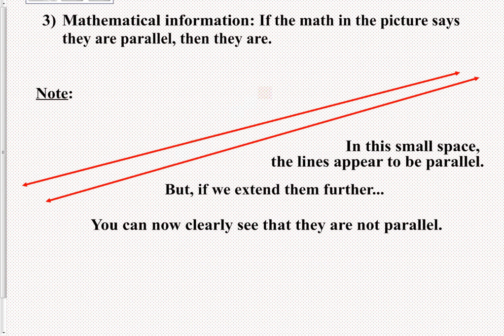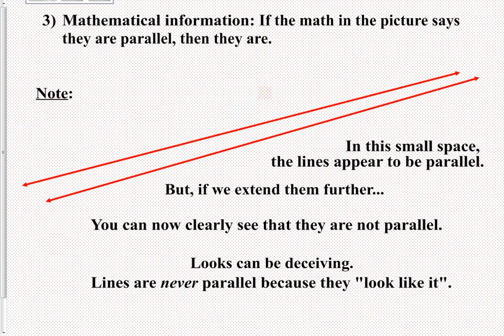So just keep in mind, in small spaces, you absolutely cannot tell what is going on. You cannot see parallel in a diagram. So looks can be deceiving. Basically, we are establishing that we are never going to decide that lines are parallel simply because they look like it. That is not going to be good enough. We're going to need one of the three pieces of information that we just covered, how we're going to tell if lines are parallel or not.